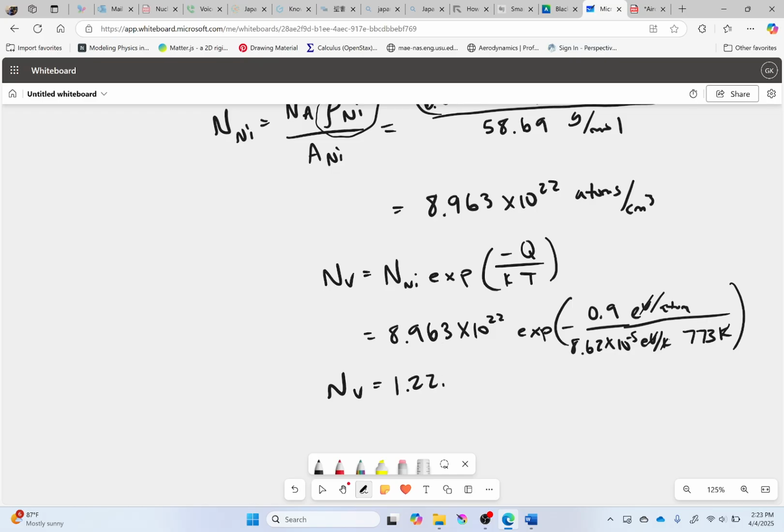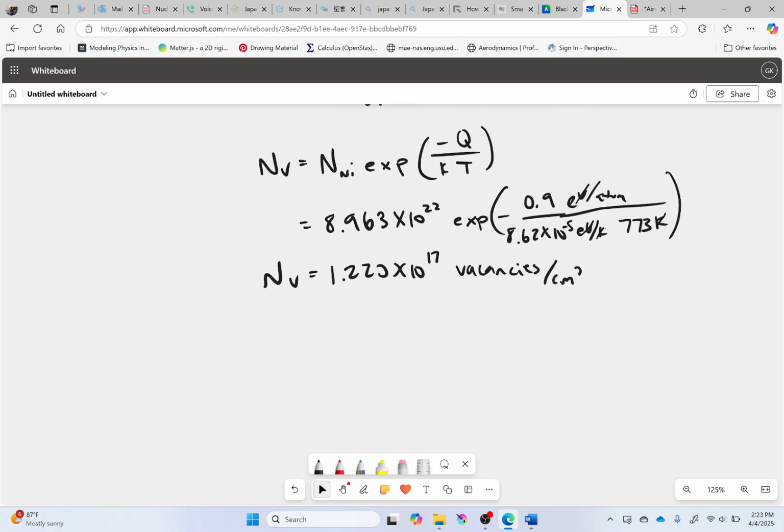1.220 times 10 to the 17th. Okay, so that's vacancies per centimeter cubed. Fantastic. So we are getting closer and closer to having our answer for the density here, but we've got some more steps to go.